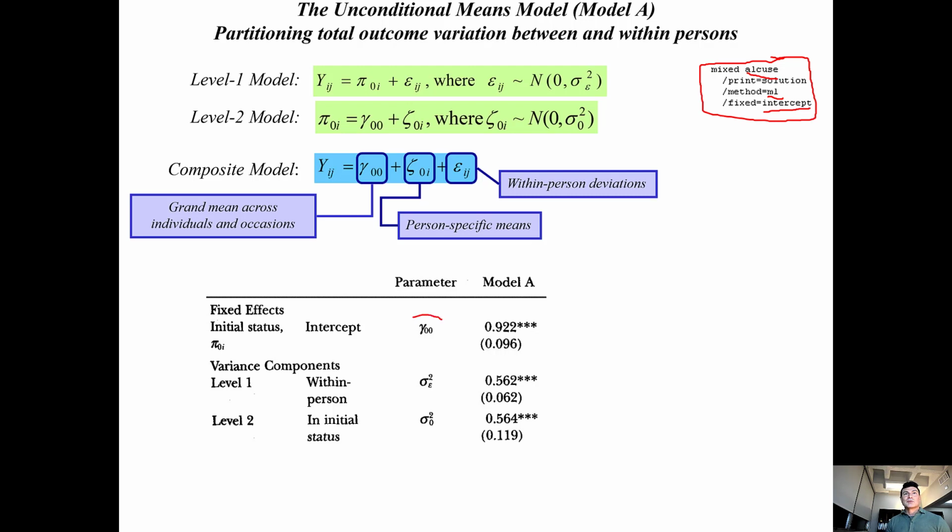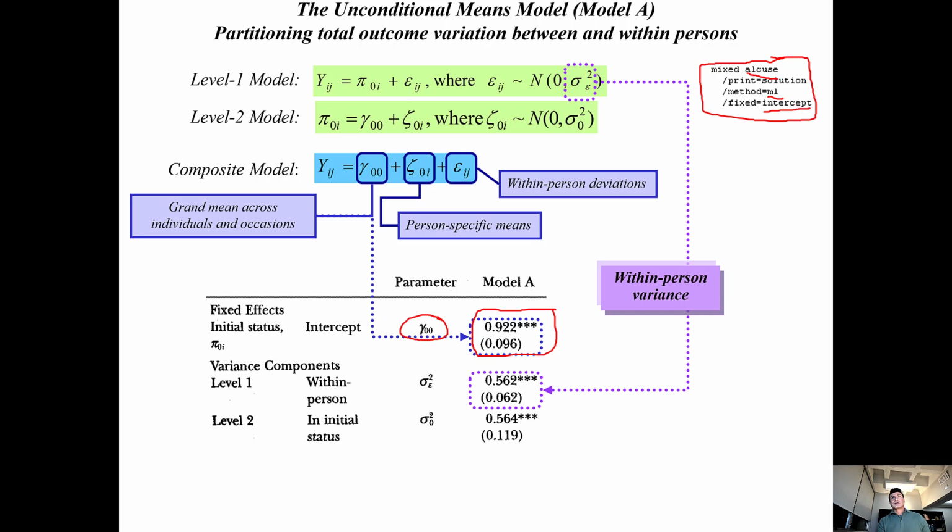I have this intercept, which is the average intercept. This is where everybody starts off on average. And then I've got these error components that I mentioned above, these two error components. This 0.562 is the within person variance, and that's how well I'm not fitting the person with my straight line.